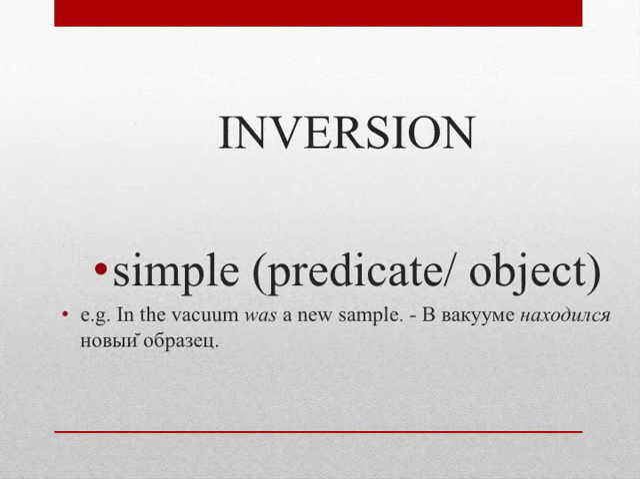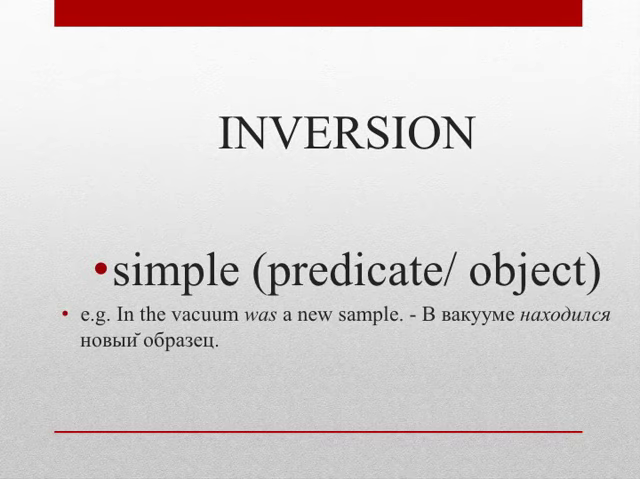So inversion may be of 2 types. The first type is just simple inversion. That's when we change the positions of predicate or object. For example, we can look at the statement in the vacuum was a new sample. В вакууме находился новый образец.